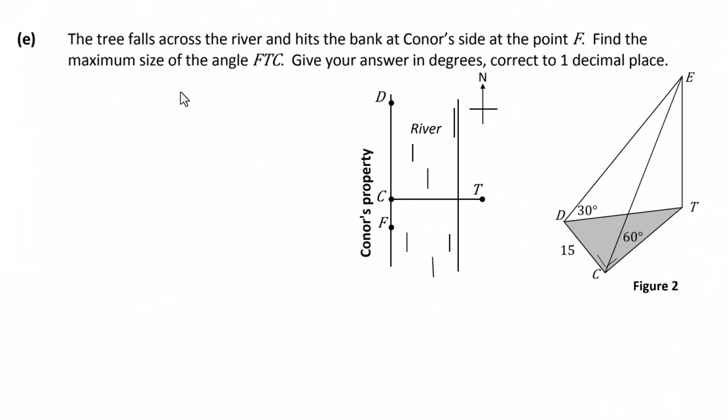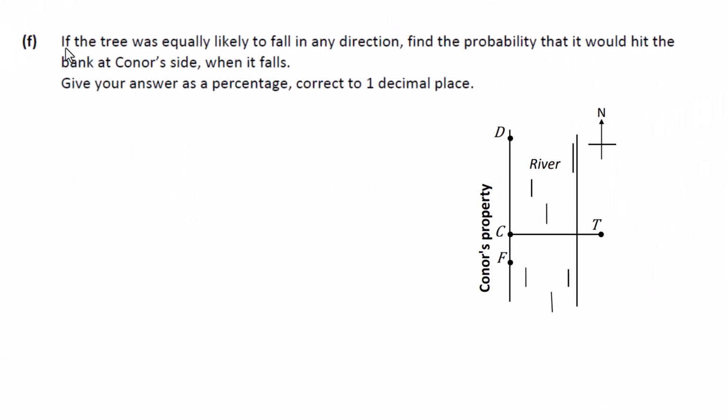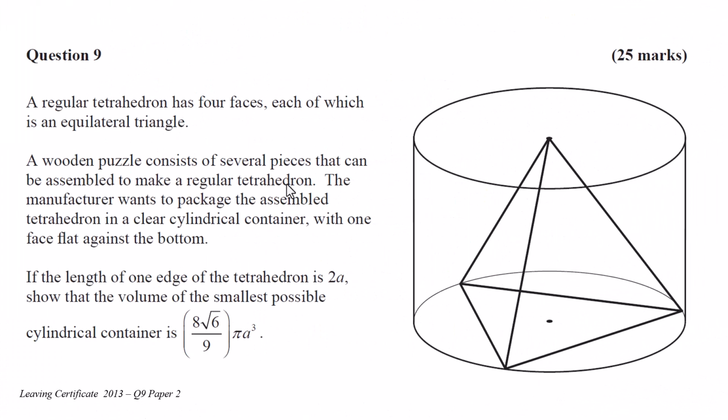Now in part E, we're told that the tree falls across the river and hits the bank at Connor's side at the point F, and we're asked to find the maximum size of the angle FTC and give the answer to 1 decimal place. Finally, in part F, we're asked if the tree was equally likely to fall in any direction, find the probability that it would hit the bank at Connor's side when it falls, and give your answer as a percentage correct to 1 decimal place.